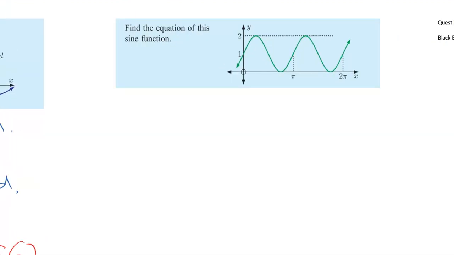Find the equation of this sine function. Well, first of all, what do we know? We can see that our principal axis is at y equals 1. So we certainly have a +1 that has happened to the original sine function. We also can see that the period of the graph is now pi. So it was 2 pi, now it's pi. It's been divided by 2. So that means we're going to have a sine 2x involved in this function as well.